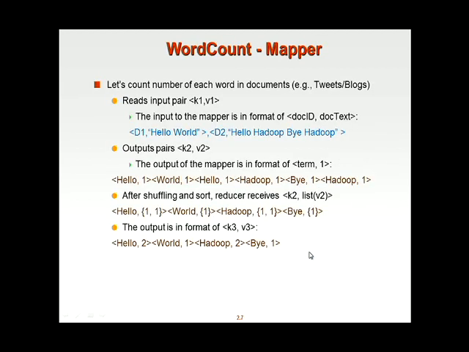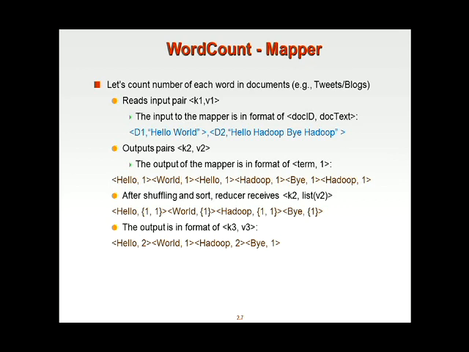So let's look at one word count example. Assume that we have some documents. In this example, we have only 2 documents. And the documents can be obtained from different sources, such as tweets or blogs. Anyways, assume that we have 2 documents. This is your input. Your job is to count the frequency of each term in the input documents. The 2 documents are "Hello World" and "Hello Hadoop Bye Hadoop".